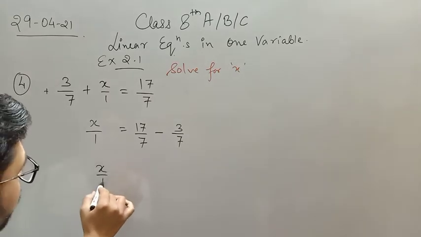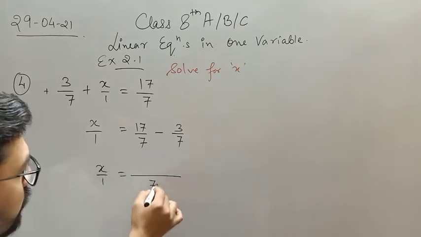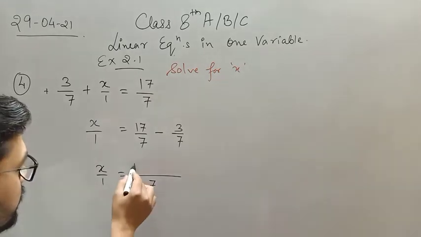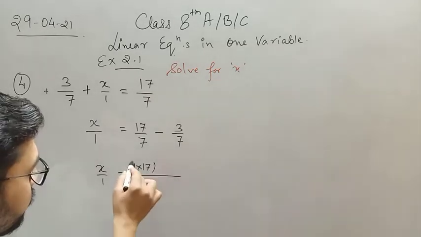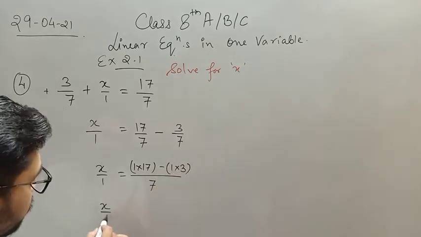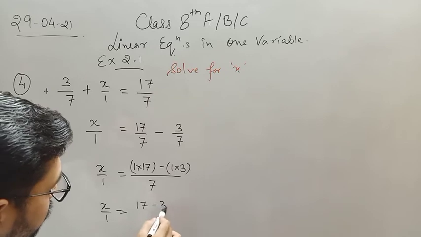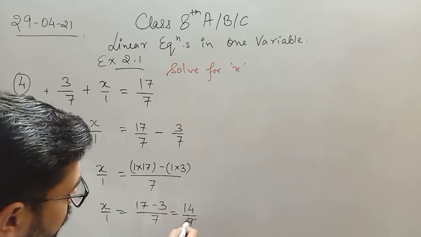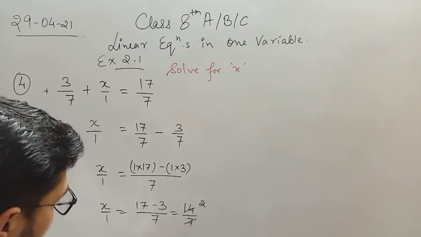Now x upon 1 is equals to, now what will be the LCM of 7 and 7? Again the LCM of 7 and 7 is 7. 7 ones are 7 into numerator, 7 ones are 7 into numerator. So 14 upon 7, so 7 2s are 14, x is equals to 2.